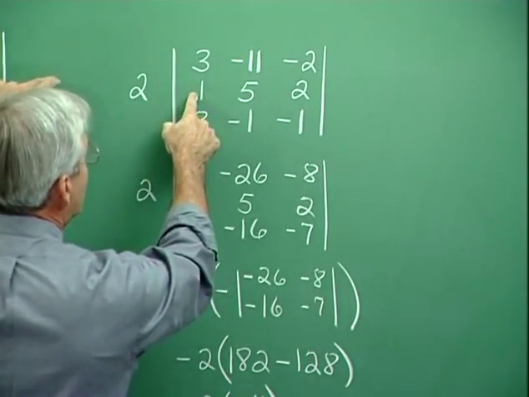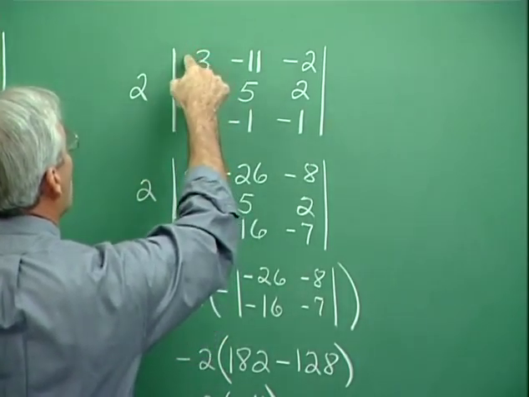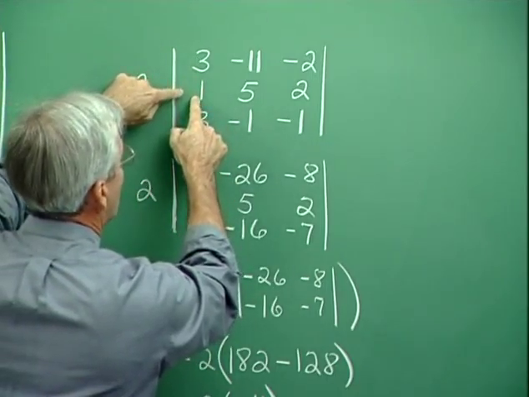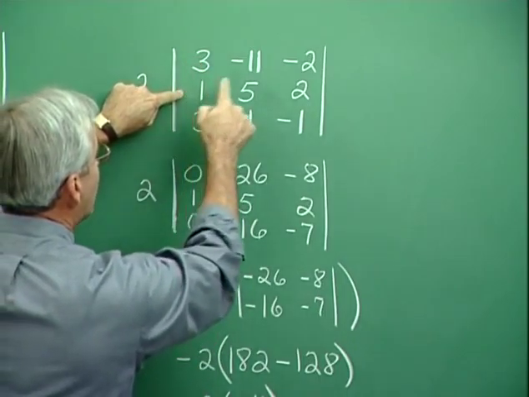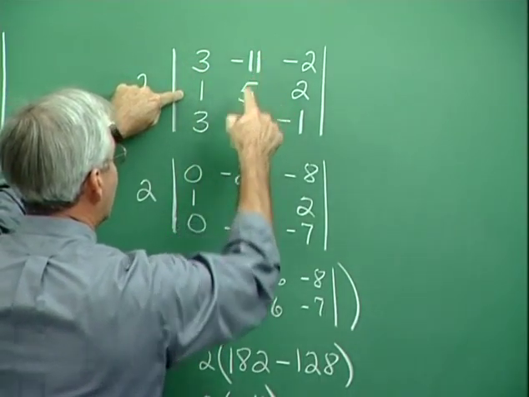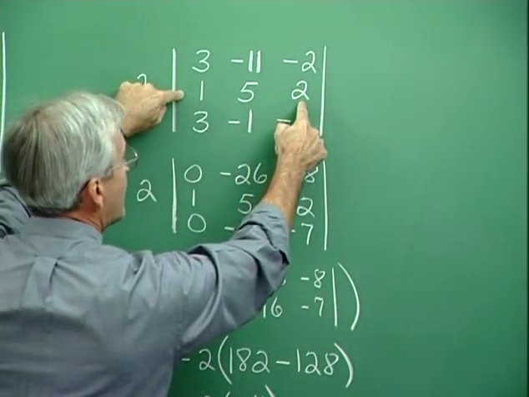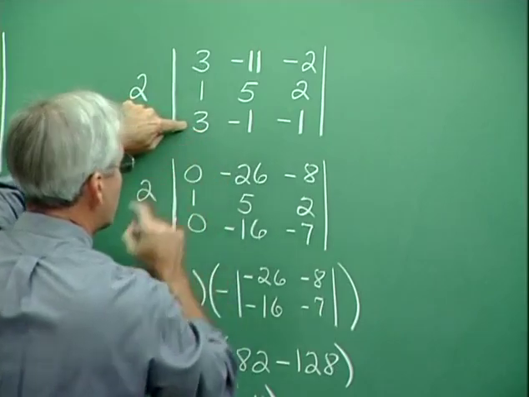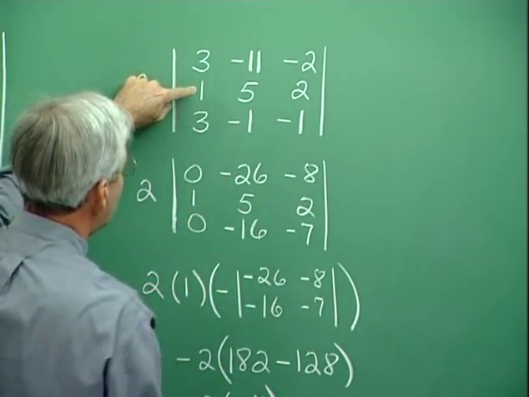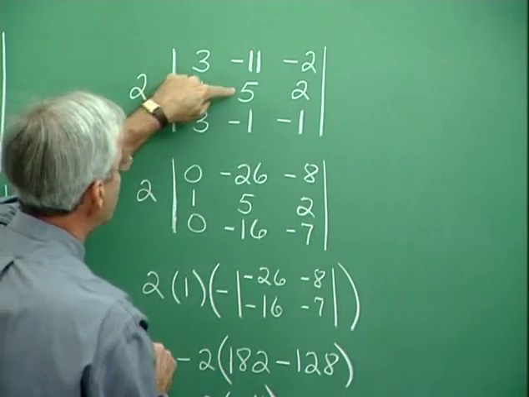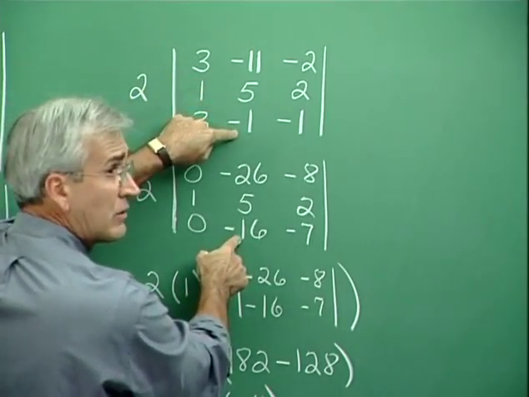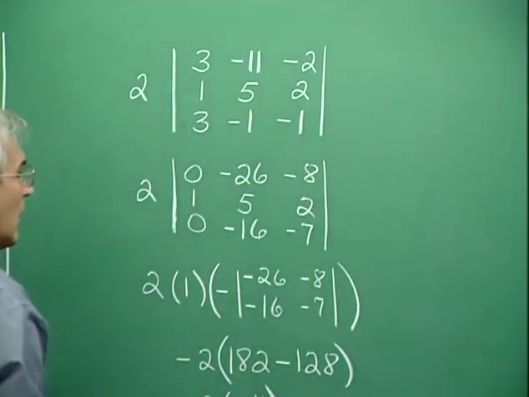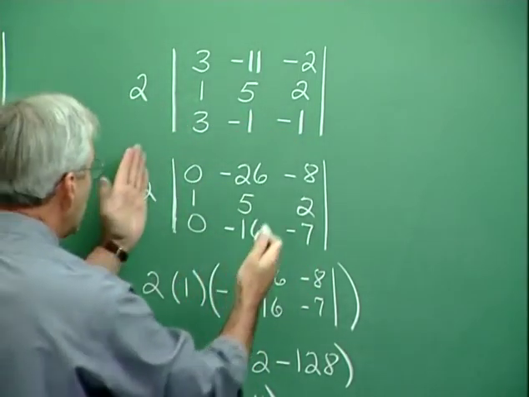It's negative 3 times row 2 plus row 1 and also plus row 3. We're going to go through it twice. So it's negative 3 times 1 is negative 3 plus 3, 0. Negative 3 times 5 is negative 15 with negative 11 is negative 26. Negative 3 times 2 is negative 6 with negative 2 is negative 8. And then same idea against this third row. Negative 3 times 1, negative 3 plus 3, 0. Negative 3 times 5, negative 15 with negative 1, negative 16. Negative 3 times 2 is negative 6 with negative 1, negative 7. All right, and then away we go with finding this.